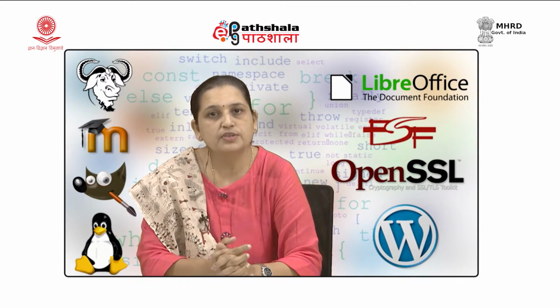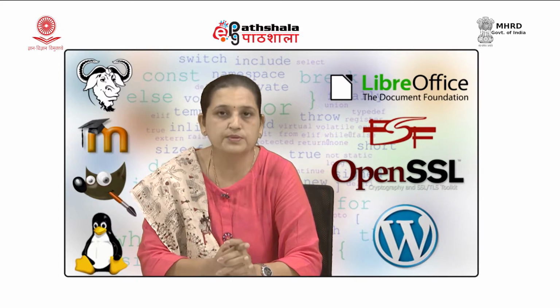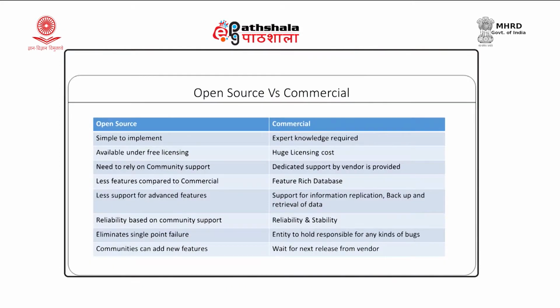So, when we say that there is competition between proprietary and open source, first of all let us have a look at the differences in open source versus commercial. Of course, as we said earlier, open sources are simple to implement. In commercial, expert knowledge is required. Open source is available under free licensing, commercial is available at a huge licensing cost. Open source, you need to rely on community support. Commercial, dedicated support is provided by the vendor. Open source has fewer features compared to commercial. Commercial or proprietary are always feature rich databases.